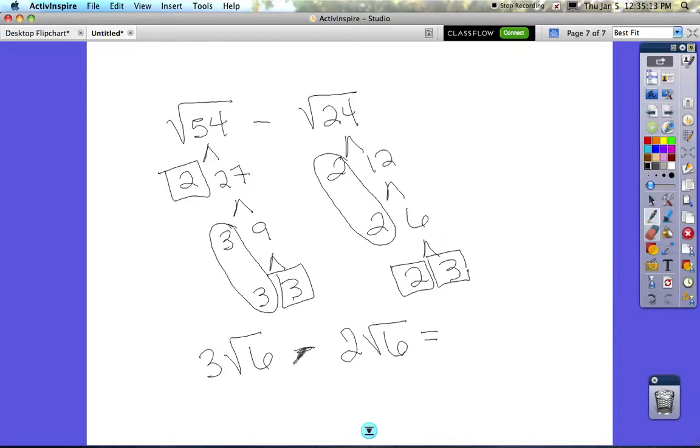So now these have the same radicand. 3 square roots of 6. I subtract 2 square roots of 6, so I have 1 square root of 6. And if you want to put the 1, that is okay.